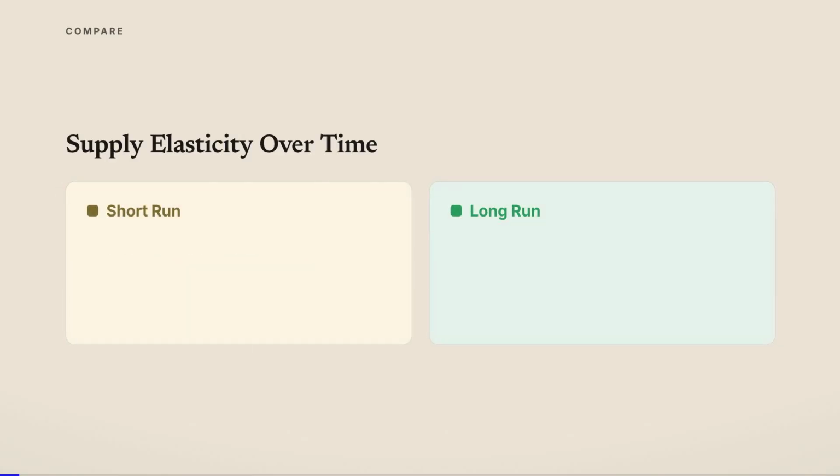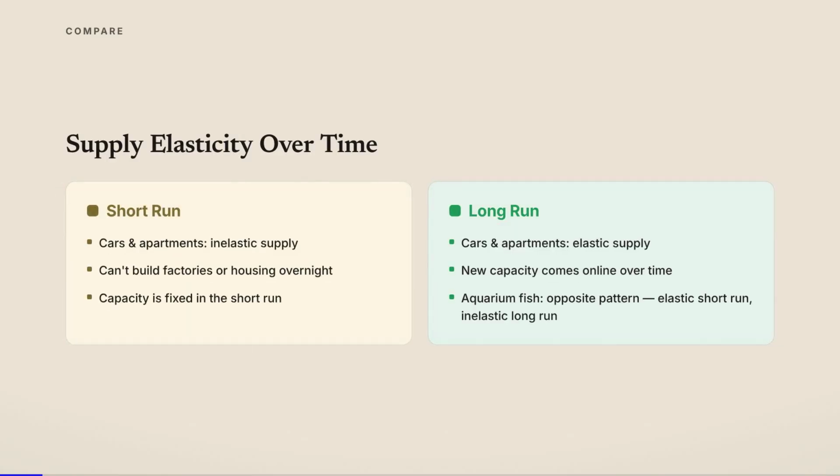Finally, we look at the supply side. Price elasticity of supply measures how much quantity supplied changes when price changes. The formula mirrors demand elasticity. Percentage change in quantity supplied divided by percentage change in price. Here is where timing matters enormously.